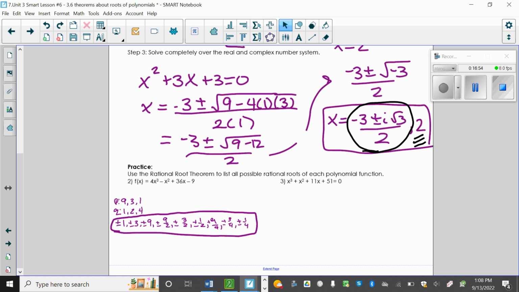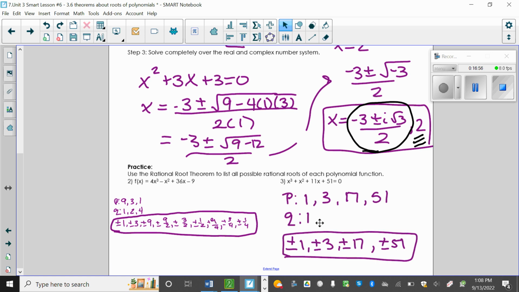All right, hopefully we did well. So for number 2, P are the factors of the constant, so the factors of 9 are 1, 3, and 9. Q are the factors of the leading coefficient, so the factors of 4 are 1, 2, 4. So P divided by Q: 9 divided by 1, 3 divided by 1, 1 divided by 1, then 9 divided by 2, 3 divided by 2, 1 divided by 2, then 9 divided by 4, 3 divided by 4, 1 divided by 4. So we had lots of options there for number 2.